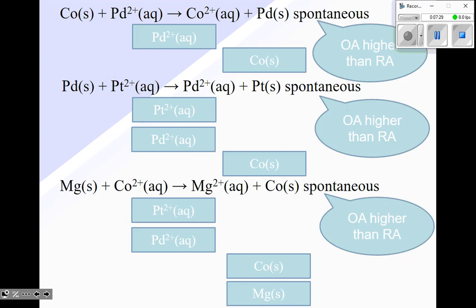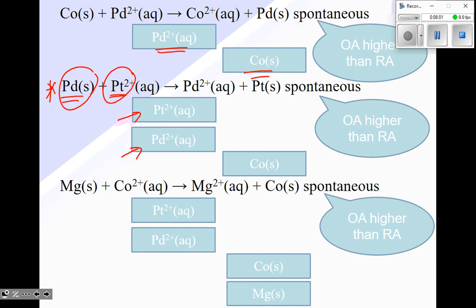Cobalt solid plus palladium 2 plus ion is a spontaneous reaction. So my Pd 2 plus is going to be higher than the cobalt. Right on. Let's move on to the second one. Now we're comparing Pt2 plus and Pd solid. It's spontaneous, which means that this is above the Pd. So I just have to make sure it's above the Pd.